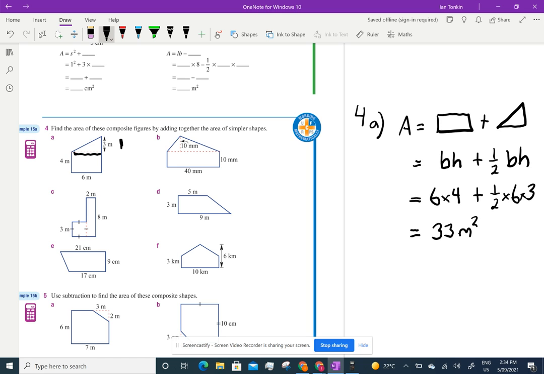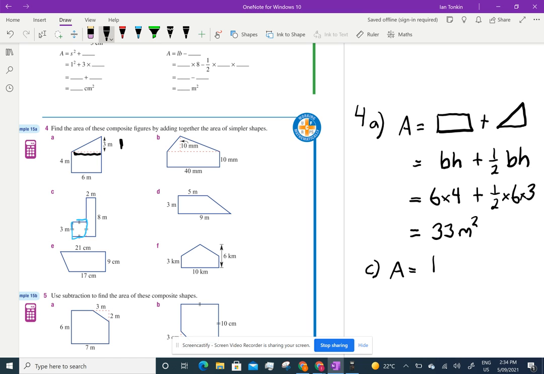I'm not going to do B. You can have a go at that. I'm going to do C. You have a go at it before me. Well, what two shapes have I got here? Well, I've got a square there and a rectangle there. So let's do those two separately.